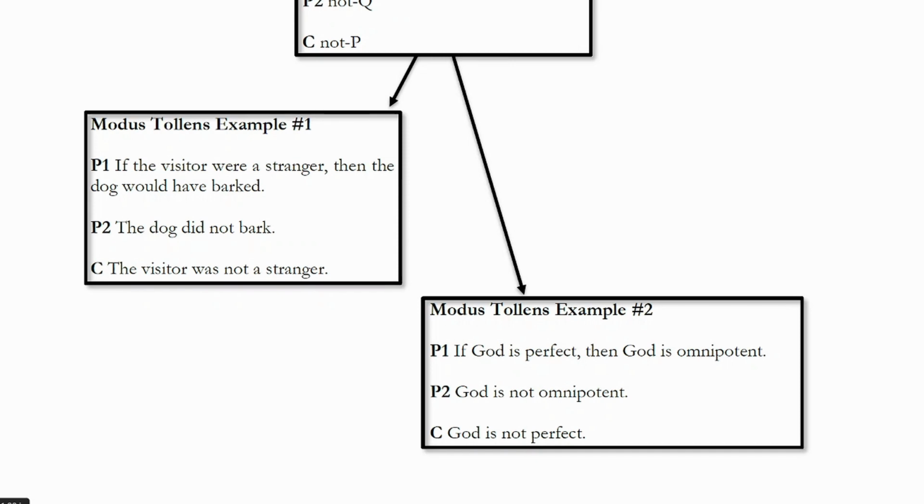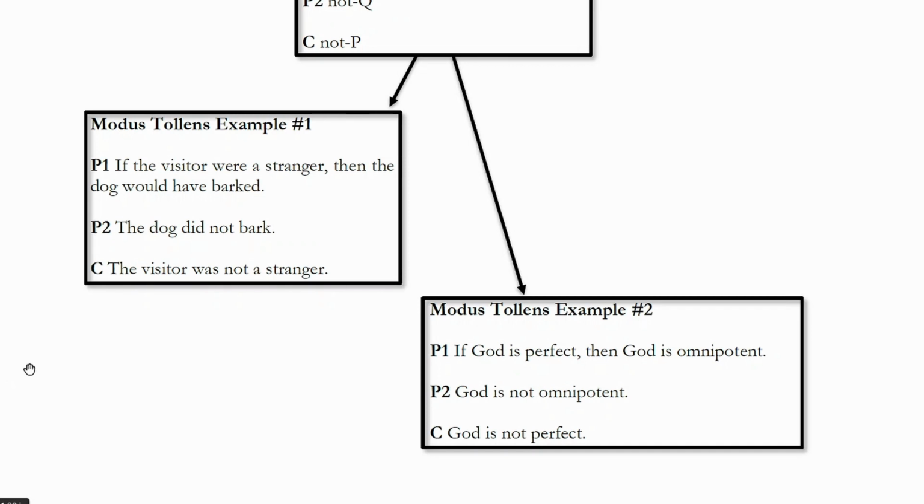But wait a minute, in premise 2, we don't have a barking dog. Premise 2 says, wait a minute, the dog did not bark. Therefore, the visitor must not have been a stranger. Right, so again, you can see the way the argument is moving. First, we say that if the visitor were a stranger, the dog would have barked. Then we deny the dog was barking. So that's what allows us to conclude that the visitor was not a stranger. That's what lets us conclude that the antecedent of the original conditional is false.